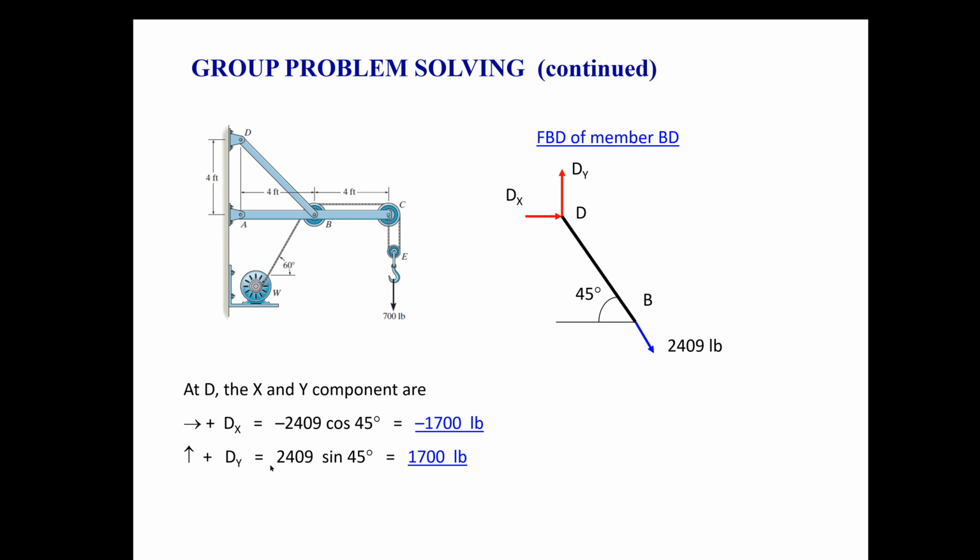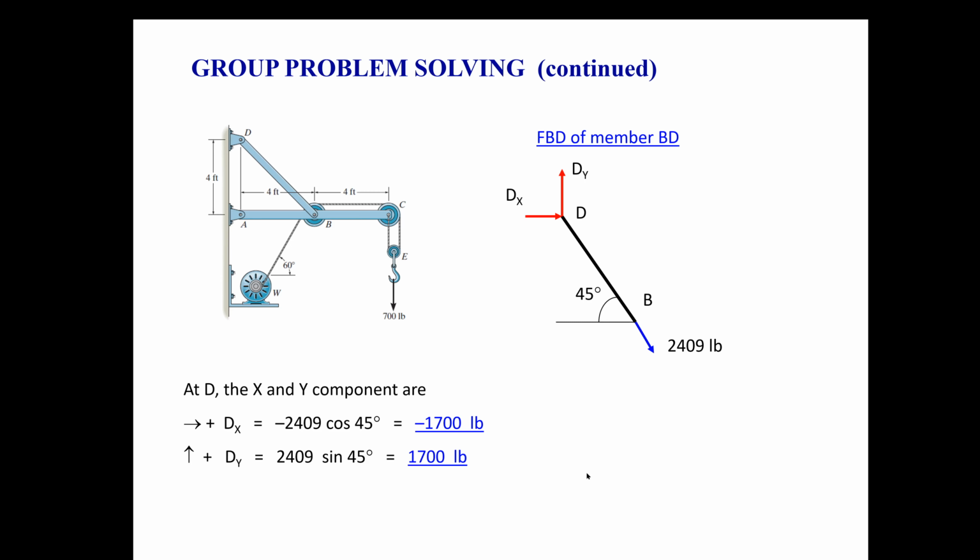Okay, and then dy, this would be positive. Then it would be dy minus 2409 sine of 45 degrees equals 0. And then you just push this over to the other side of the equation. You come up with 1,700 pounds.